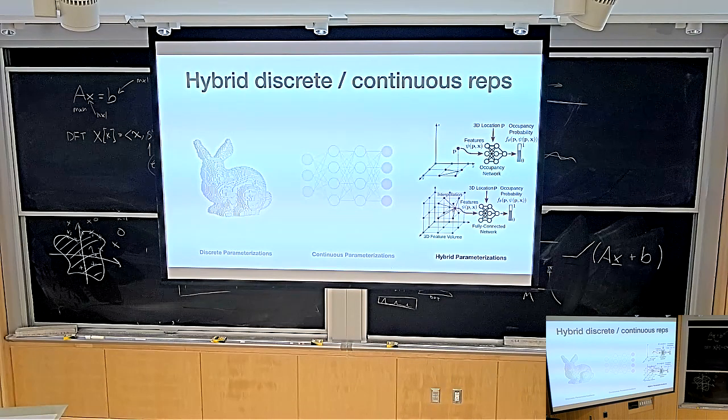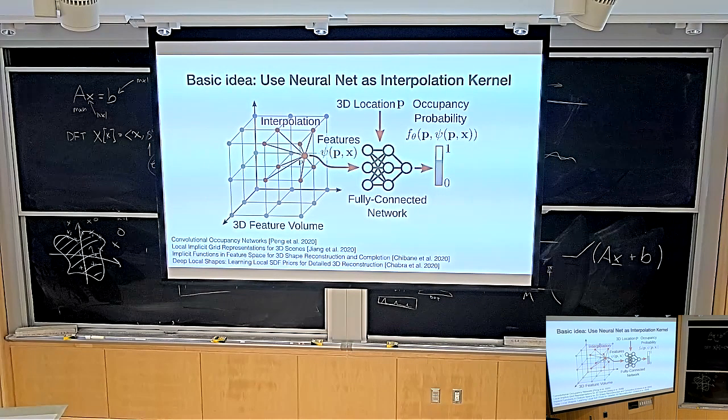These are called hybrid parameterizations. What's the idea of a hybrid parameterization? The basic idea is you take a voxel grid, and the voxel grid is kind of low resolution. The voxel grid stores features. Now if you want to query a value, you go into the voxel grid, maybe you do interpolation. You interpolate the features that are stored in the voxel grid at that coordinate, and then you stick it into a neural field, into a neural network, and the neural network gives you the final value.